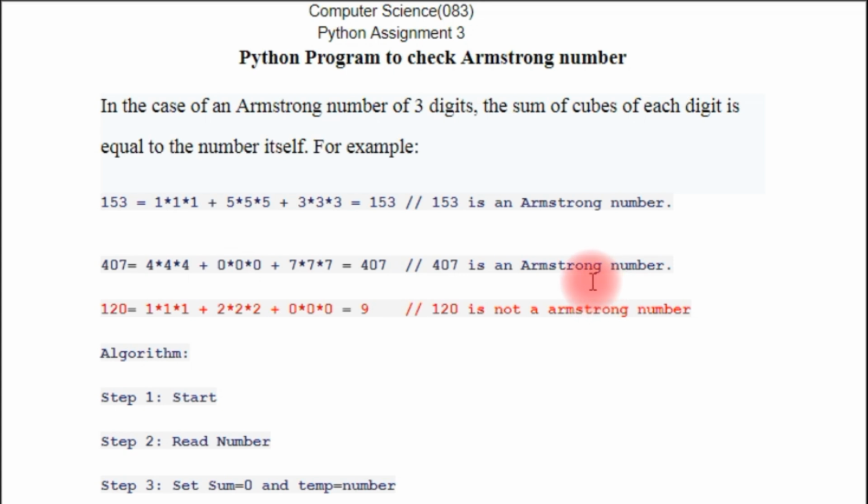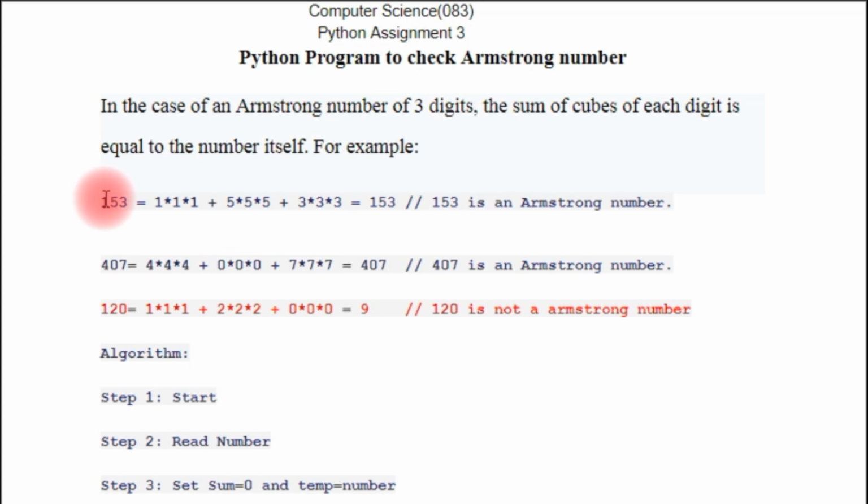Today we'll learn how to check whether a given number is Armstrong or not. In the case of an Armstrong number of 3 digits, the sum of cubes of each digit is equal to the number itself. A little bit confused, right? Let us understand this with the help of an example. Consider the number 153.